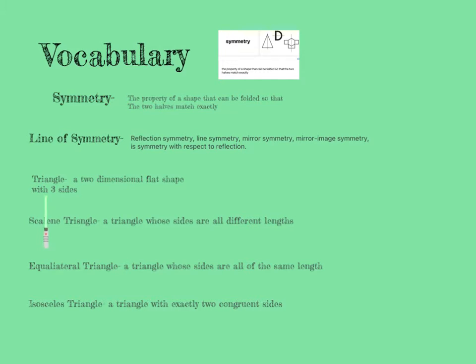Next we have triangle, a two-dimensional flat shape with three sides, as shown up here. Now we have scalene triangle, a triangle whose sides are all different lengths. Equilateral triangle, a triangle whose sides are all the same length. And isosceles triangle, a triangle with exactly two congruent sides.